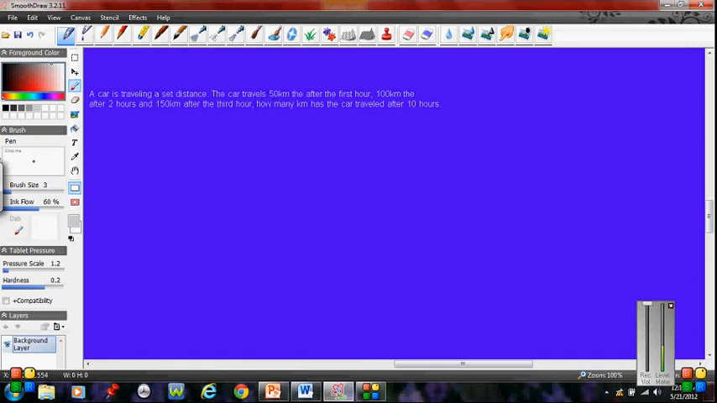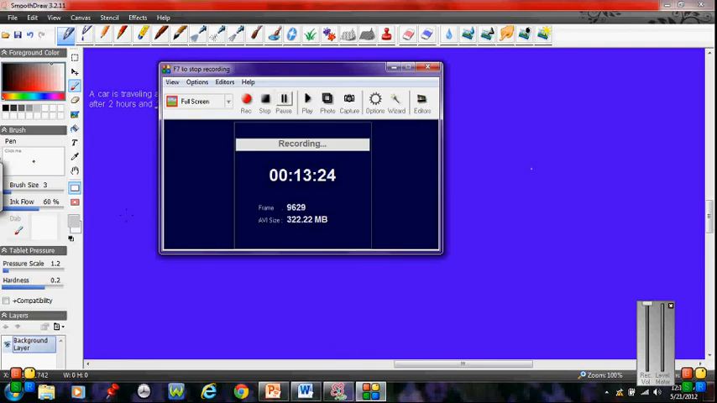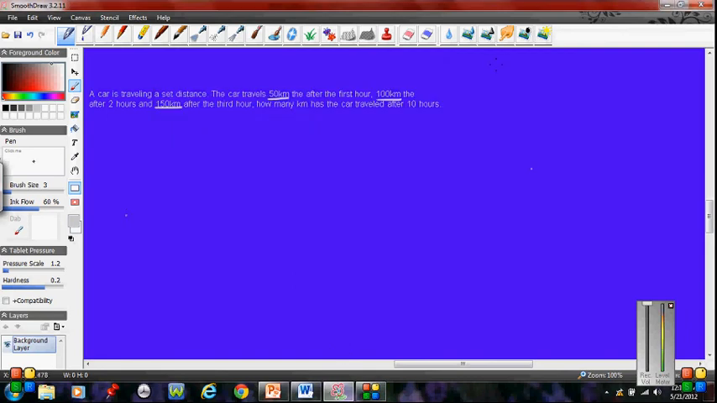So we have our initial value, 50 kilometers, 100 kilometers, and after 2 hours, 150 kilometers. Okay, so this is pretty simple. Now we have our numbers and our Tn values. So let's set it up.